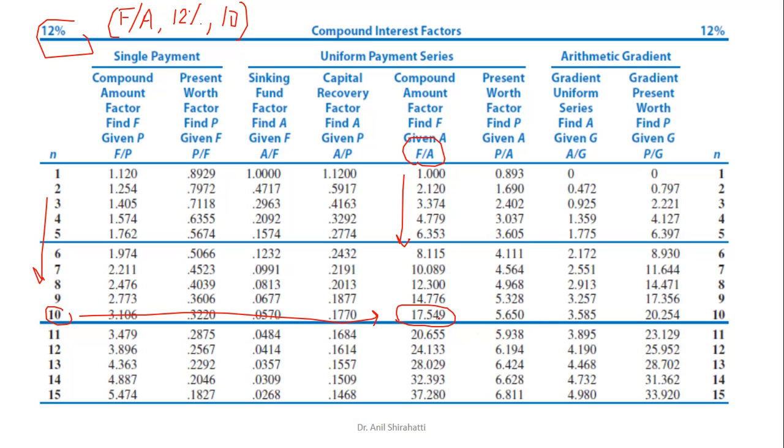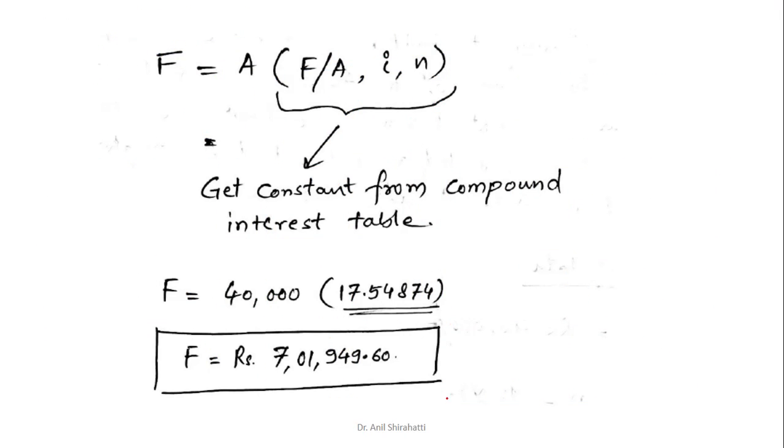There are different tables. Some tables will give up to 3 decimal places, some may give up to 4 decimal places, and it is left to you. There will not be much difference in the final answer. In this one I have used other tables where I got 17.54874, so it is almost the same. If I multiply this, you get an answer of 7,01,949. So approximately the same answer you will get whether you use these tables or the equations.